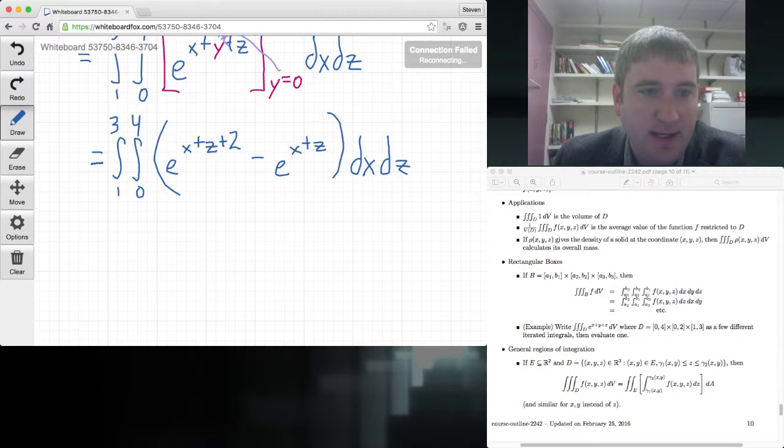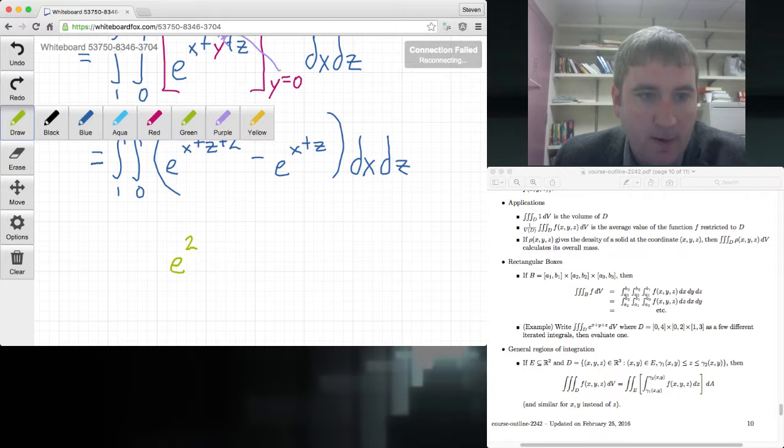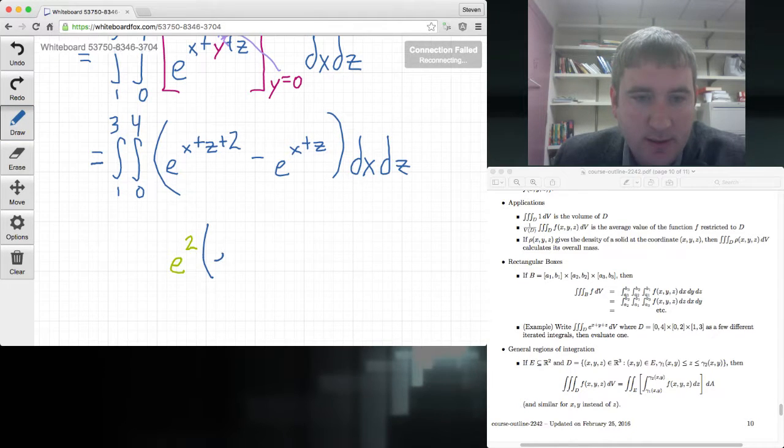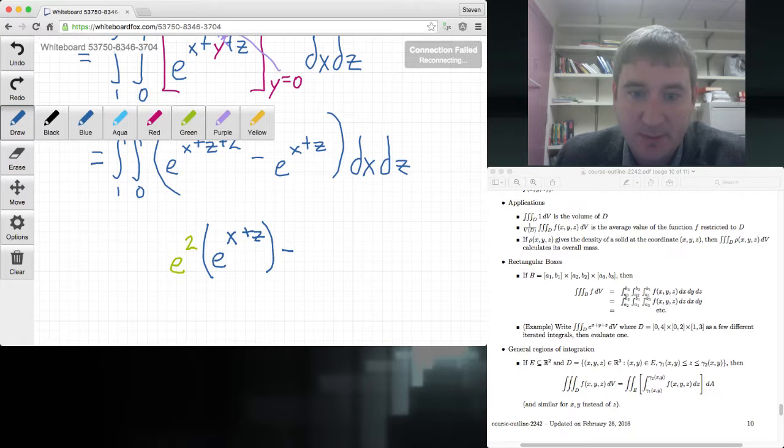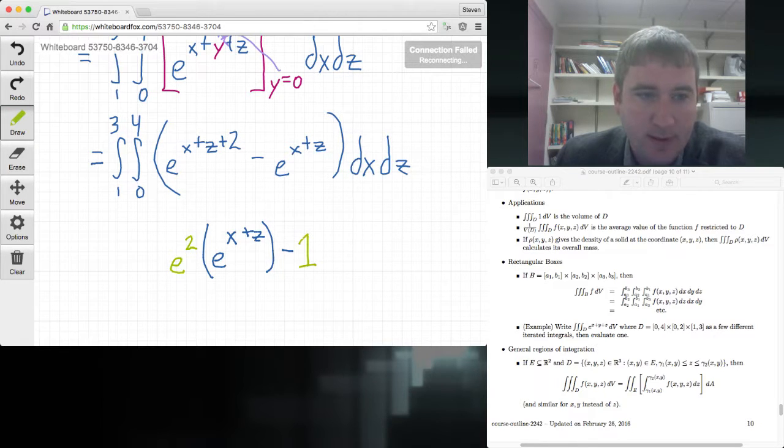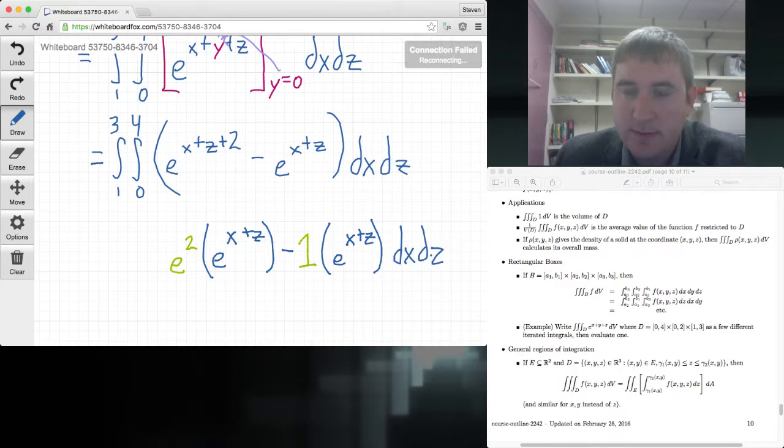Well, I'm going to factor out an e squared from that first term. So I got e squared times e to the x plus z, minus 1 times e to the x plus z, dx dz, 0 to 4, 1 to 3.